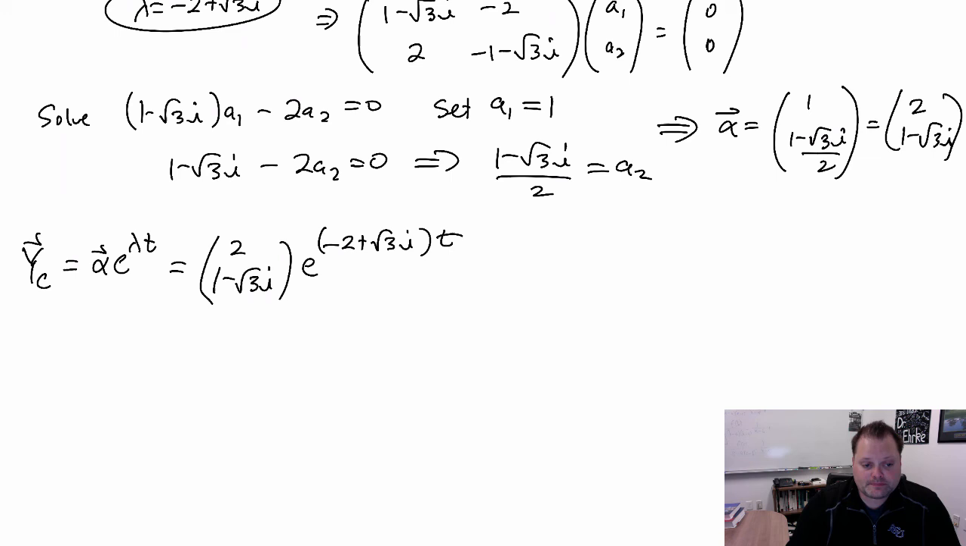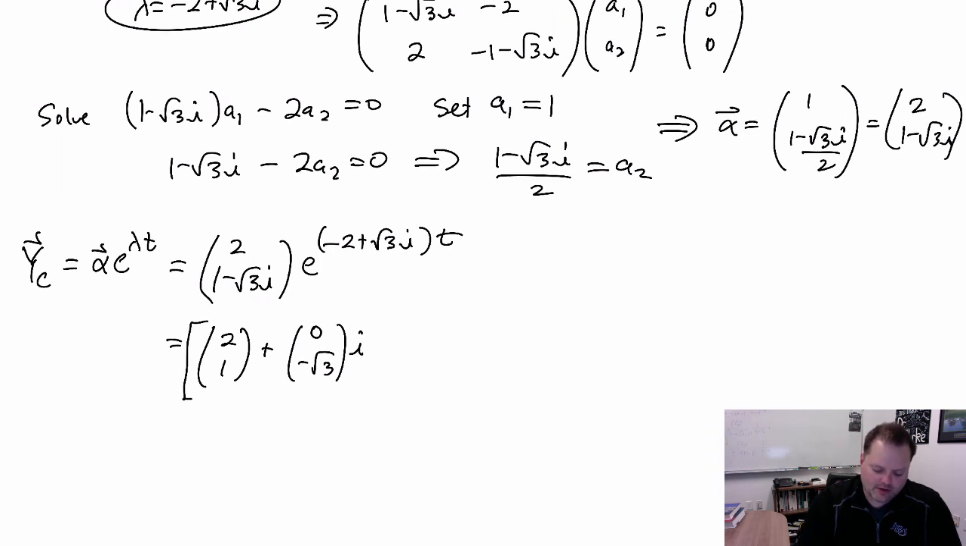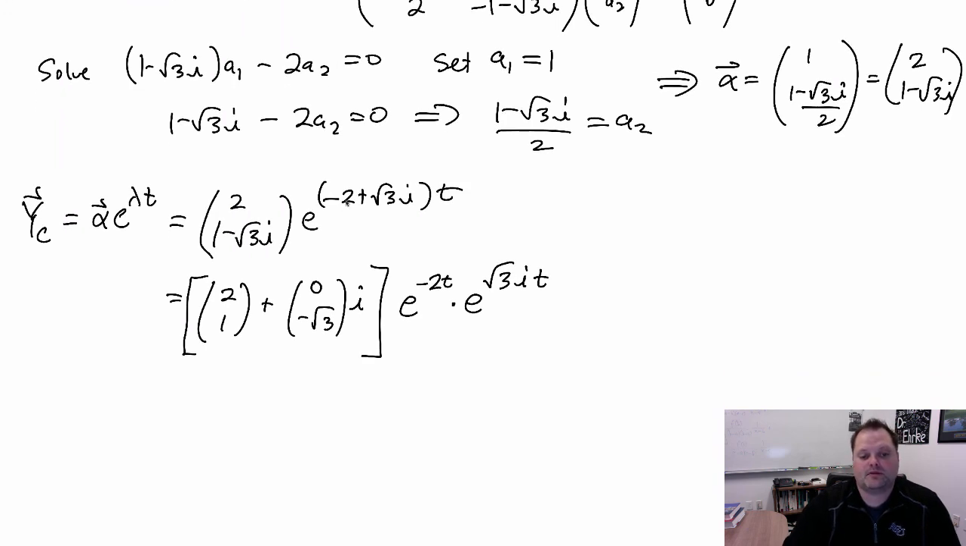All right, so you still want to do everything the same way we just got through doing. You want to write this, here's the real part of this vector, the imaginary part of the vector is given by that. And then you want to separate out this next piece. This next piece is e to the minus 2t times e to the square root 3i t. Right? Because we didn't have a real part to our eigenvalue last time. That's the main difference here.